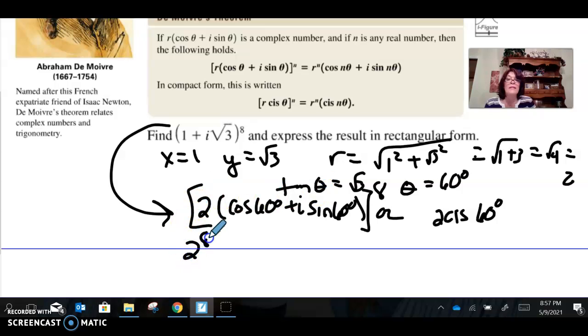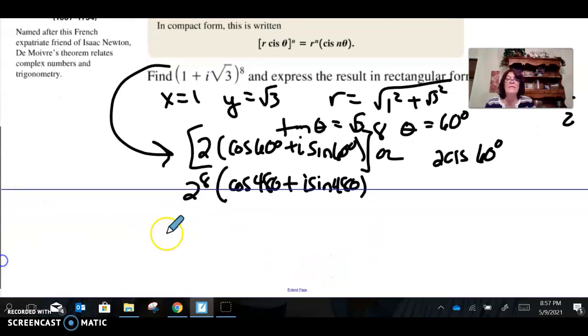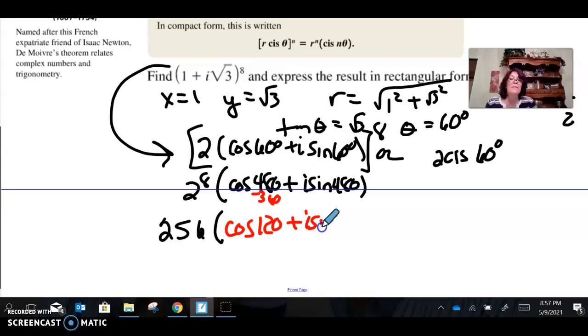So now I know I take 2 to the 8th times the cosine of, what's 60 times 8? 480 plus I times the sine of 480. Well, 2 to the 8th, calculator, 2 to the 8th is 256. Cosine of 480. Gosh, how many times? I'm going to subtract 360 and see what I'm really taking the cosine of: 120 plus I times the sine of 120. So I'm here in the second quadrant, 60 degrees up from 180.